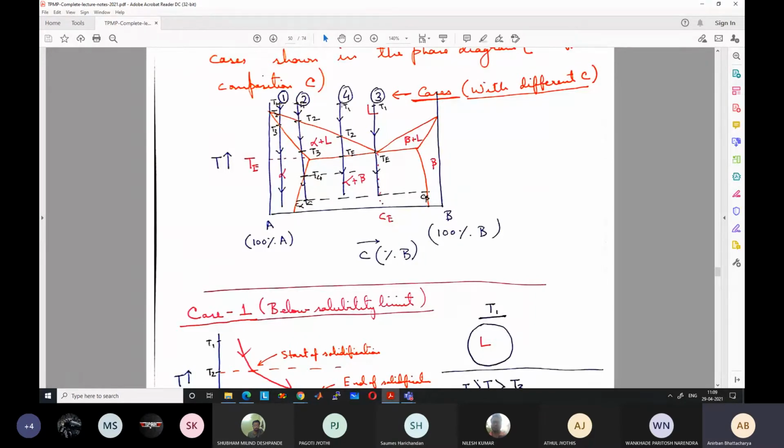It is known as near eutectic because it is higher than the maximum solubility limit and lower than the eutectic point. And we had seen all these cases. So you go through them again.